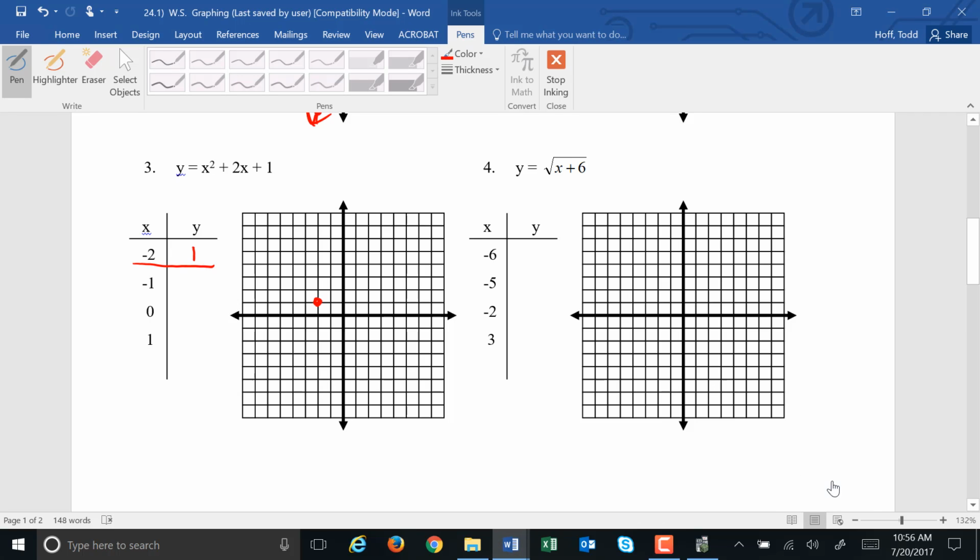So if x was negative 1, what was y? Y was 0. So negative 1, 0 right there. If x was 0, what was y? 1. So 0, 1 is right there. Again, not a line. If x is 1, what's y? 4. 1, 4. Not enough to graph it quite yet. But if I knew what happened over here on this side, it might be.